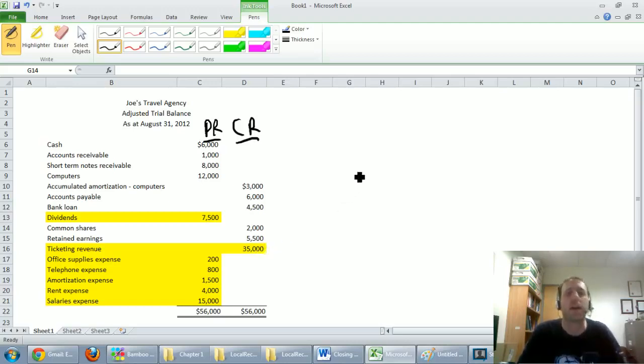I debit it. Now I'm breaking a cardinal rule of journal entries here. Normally we say we always credit revenues, we never debit them. We always debit expenses, we never credit them. Well, a closing journal entry is kind of like opposite day. We just break all the rules. So I know I never debit revenues, but if I want to make a revenue zero, I got to debit it. So let's debit ticketing revenue.